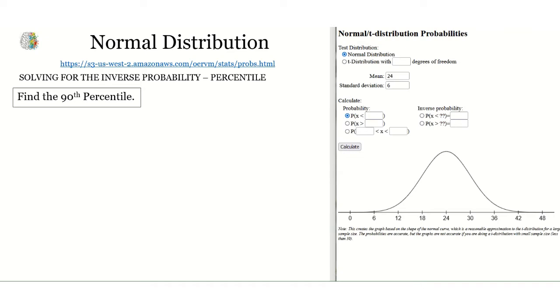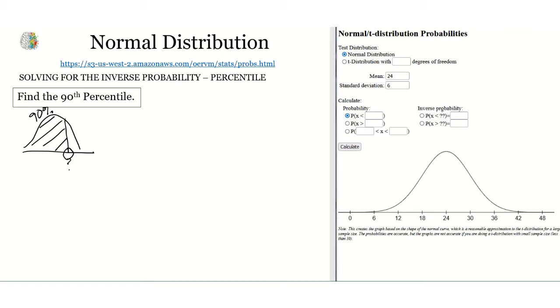It says find the 90th percentile. So what does that mean? If we draw our graph, then what that tells us is that we are given the 90th percentile, which is the same as saying 90%. And we want to find what is that X value that matches right here at this point. What is the X value that's going to give me a 90th percentile?